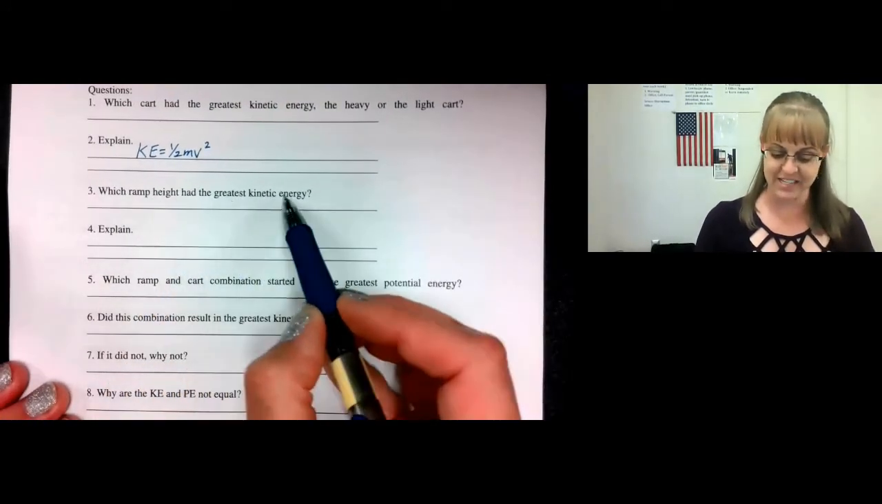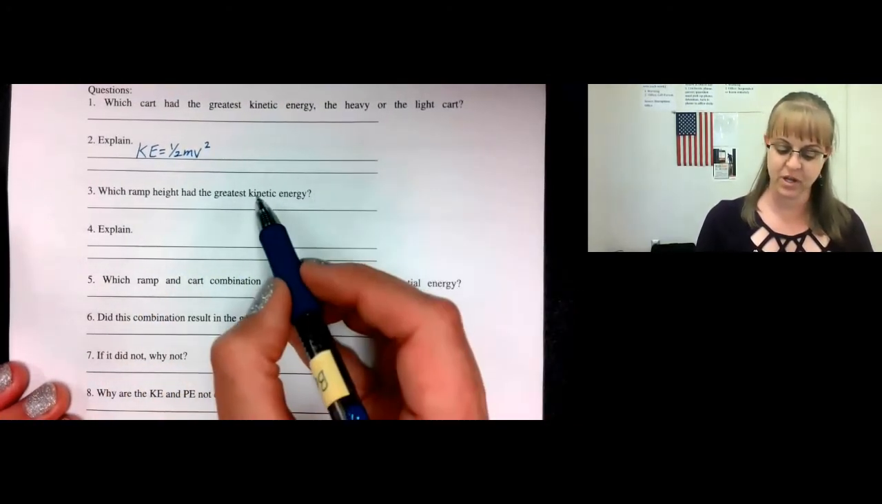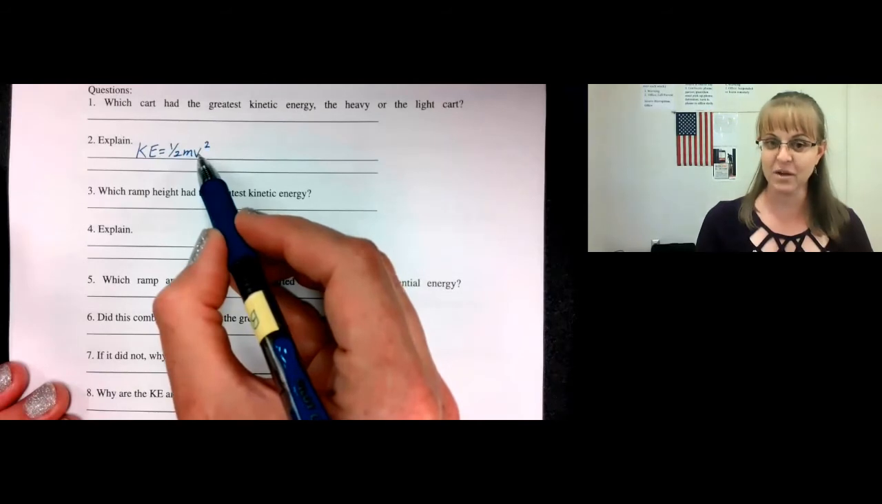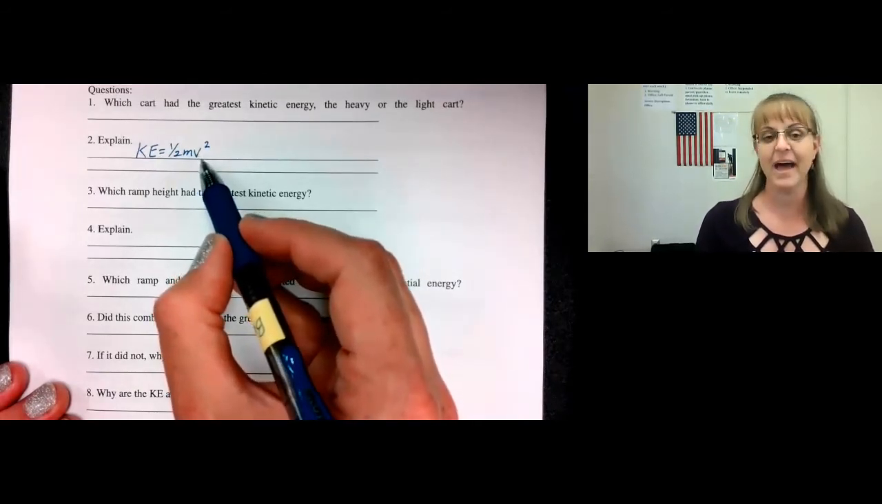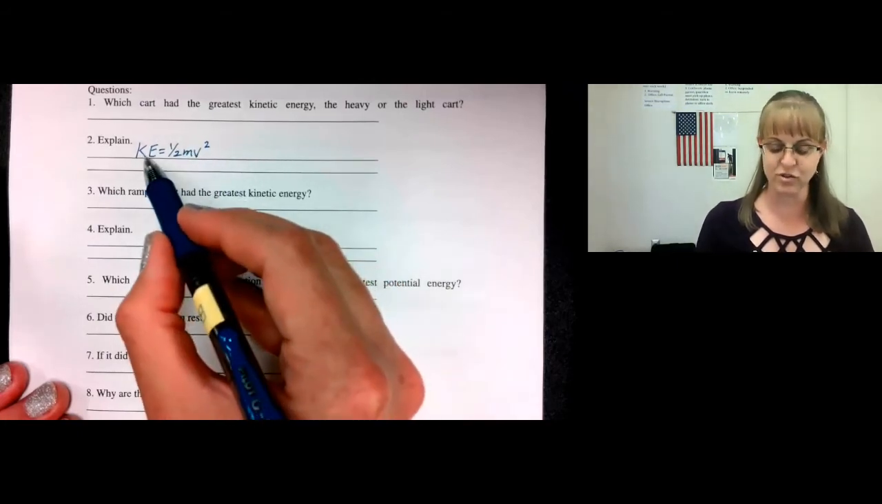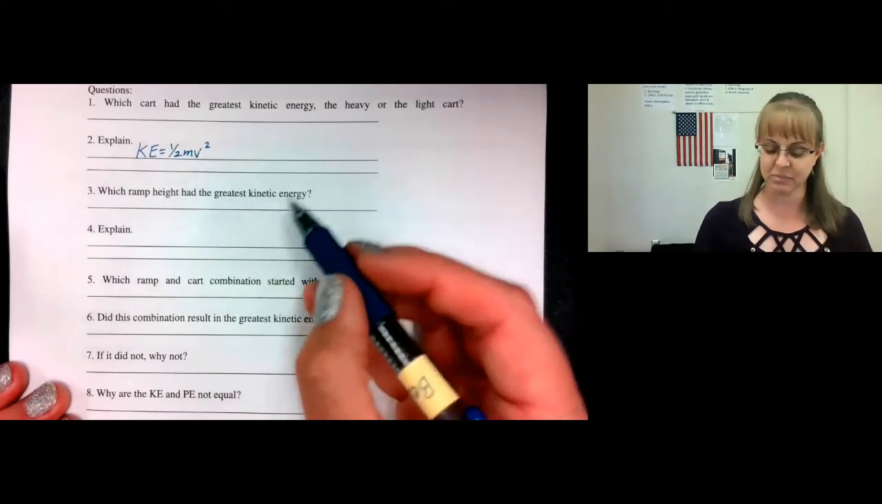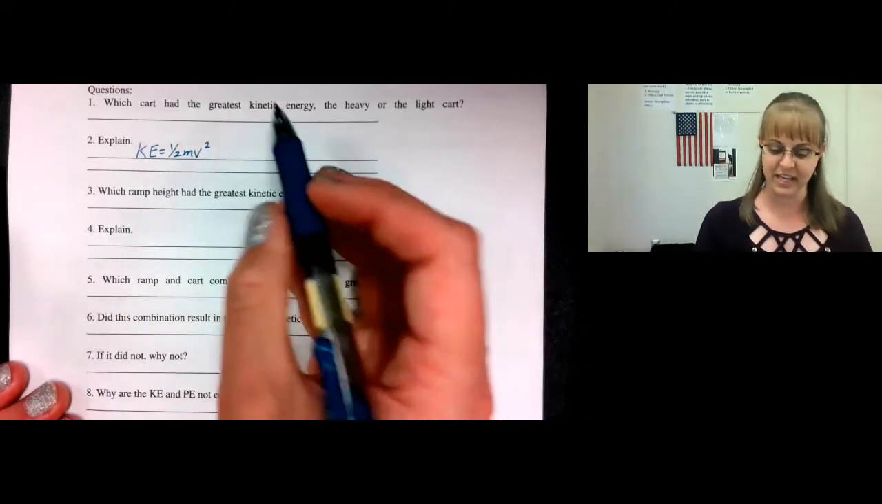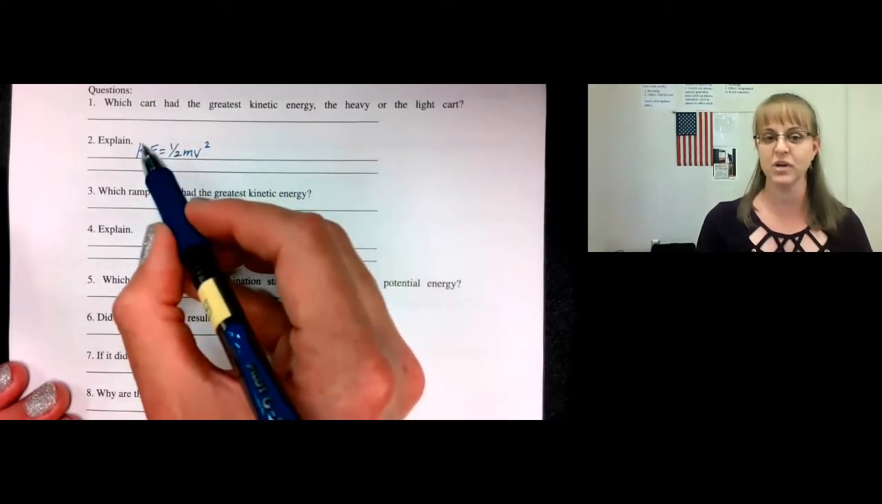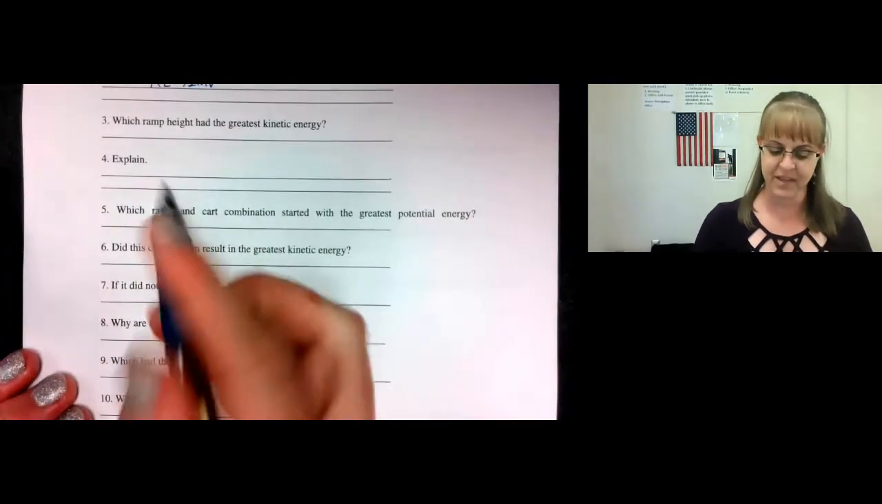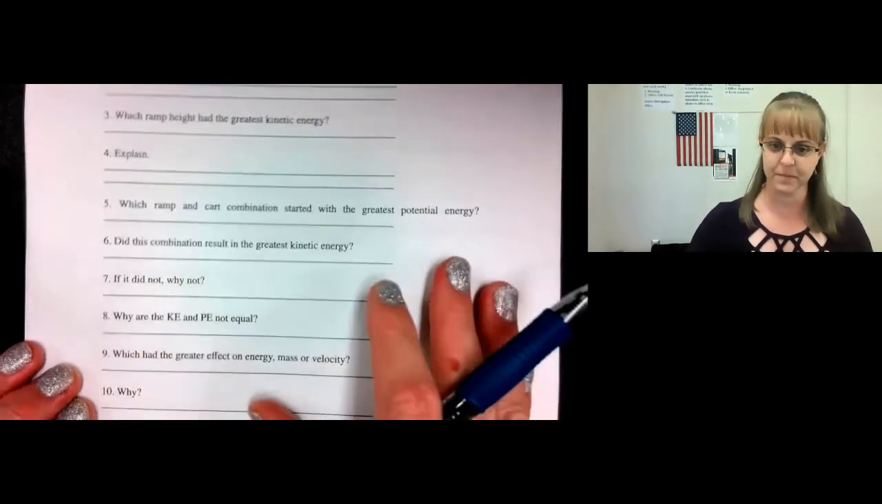Which ramp height had the greatest kinetic energy? Well, the taller ramp has a greater velocity, and the less steep ramp has a lower velocity. So the greater velocity will give you greater kinetic energy. So explain that the steeper ramp gives you a greater velocity, which will cause a greater kinetic energy. That explanation will go here.